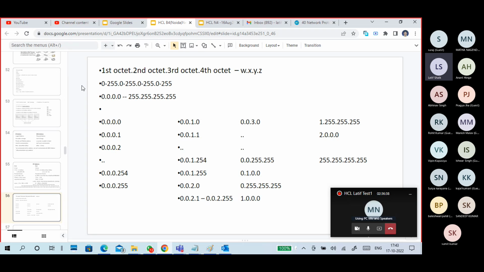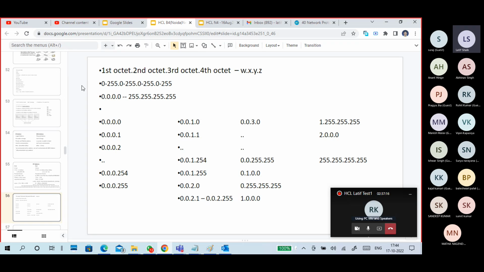So what's our story? Guys, your IP addresses start with 0.0.0.0 and end with 255.255.255.255. So 0.0.0.0 is the first IP address in the IPv4 series, and the last IP address is 255.255.255.255. Okay, this is the total range.